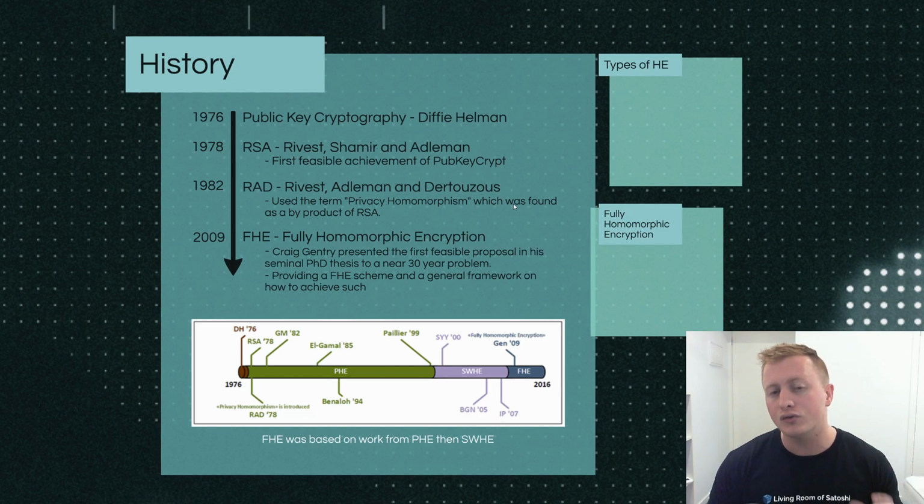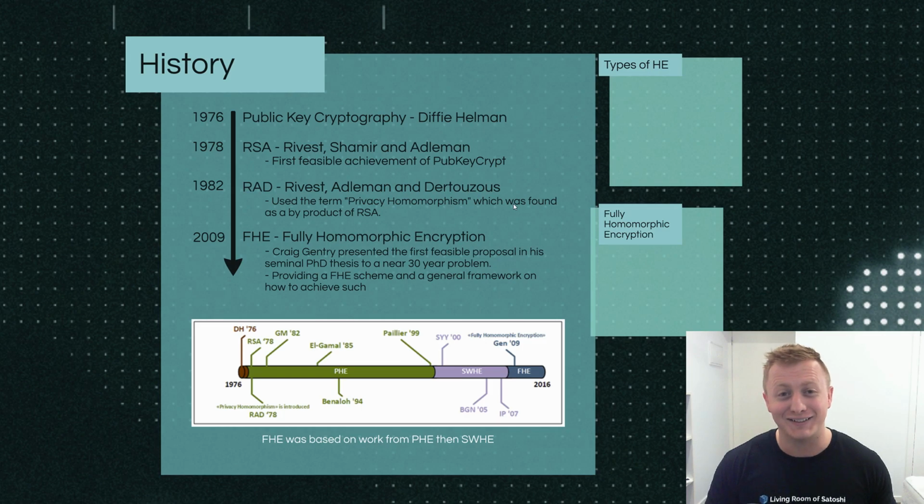Now, they actually used the term privacy homomorphism within their paper, which was explaining where it could be used. Like I said, it was a byproduct of RSA. They realized that they could perform certain functions and keep the same shape of that data while doing so. But it wasn't until near 30 years later, a gentleman by the name of Craig Gentry, in his seminal PhD thesis, proved and provided an actual fully homomorphic encryption scheme and a general framework on how to achieve such.